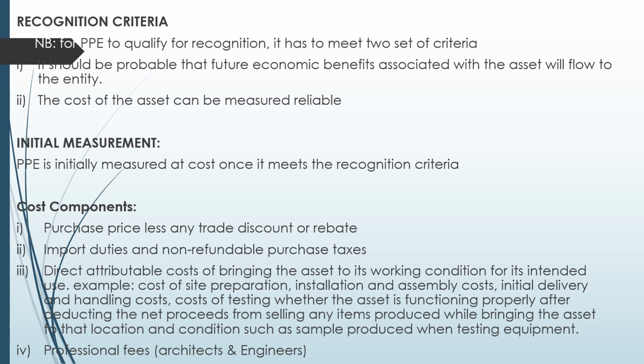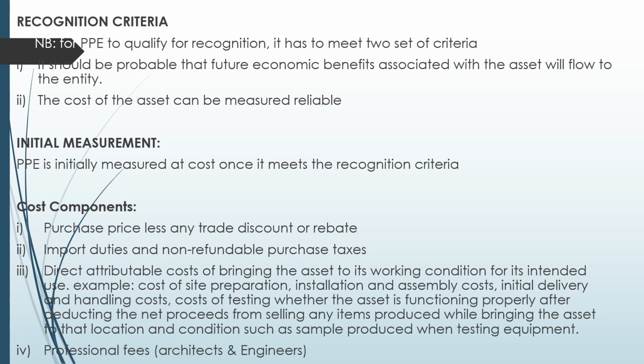Purchase price less any trade discount or rebates. So if we purchase an item and we are given any form of discount, we have to ensure that we take out those discounts. And if there is any rebate that has been given to us as a result of the purchase, we have to take it off. So the net figure is what we will consider as part of our cost component.